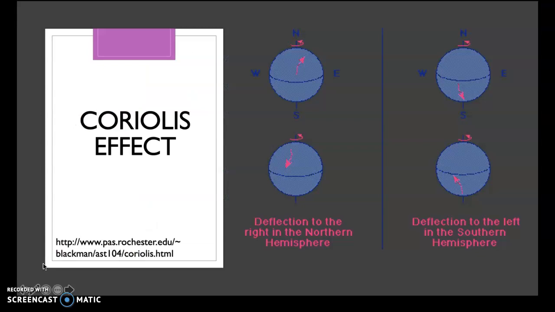So the Coriolis effect is what causes the wind to deflect to the right or to the left, and this happens because the Earth is rotating. And in the northern hemisphere, the rotation causes the wind to deflect to the right, whereas in the southern hemisphere, it causes the wind to deflect to the left.